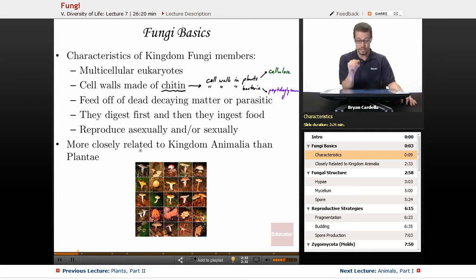They are more closely related to kingdom Animalia than Plantae. Not just in the sense that they are heterotrophic, meaning eating and getting a food source from outside of itself, they're not making their own food, but genetically. Like if you compare the genetics of you and a mushroom, it sounds funny, but you have more in common with a mushroom than you do a tree. So here's a variety of fungi. A lot of these in this picture are club fungi, mushrooms, and their relatives.